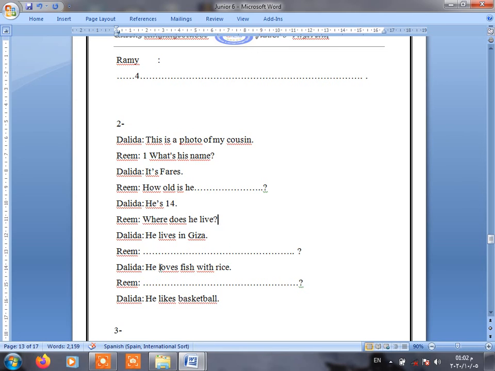Okay, he loves fish with rice. So I'm asking about something here, a thing that he likes, that he loves. So of course I will use what. So what does he love? Okay, we cancel the S here because we have does. When we have does, we put the verb in infinitive. The last question we have in the dialogue, he likes basketball. So we can say what's his favorite sport? Okay, which sport does he like, or what does he like? Okay, or what sport does he like?